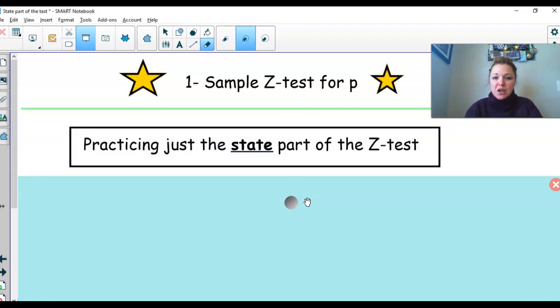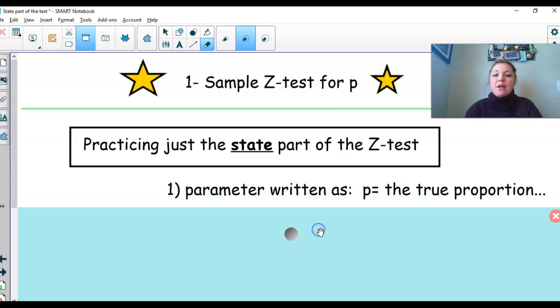When we're practicing just the state part of the z-test, the first thing we want to do is say, well, what is the parameter? What is this story about? So I'll practice it with you, but you always start off with P is equal to the true proportion of whatever you're looking into. So the true proportion of kids going to the U of M, or the true proportion of kids who like cheese pizza, whatever that truth may be.